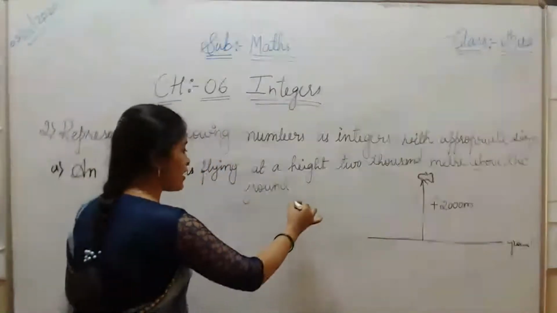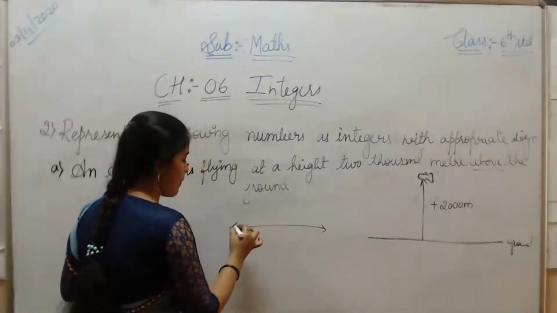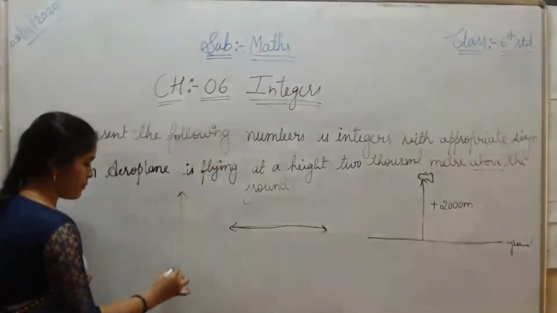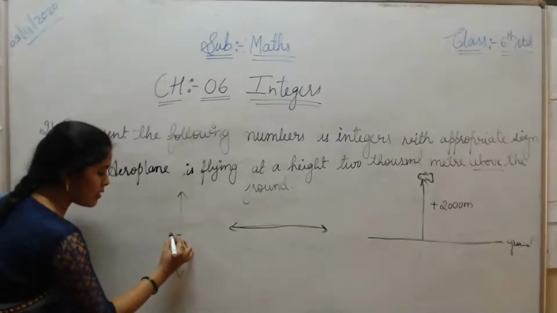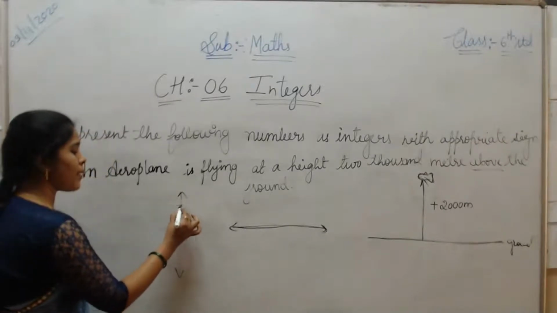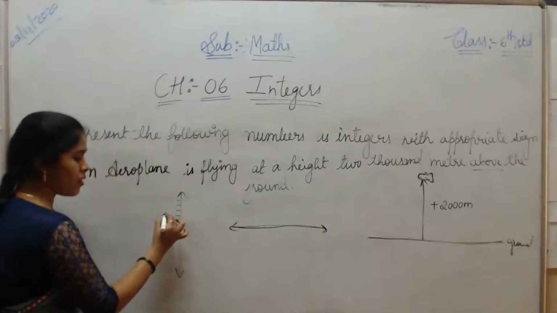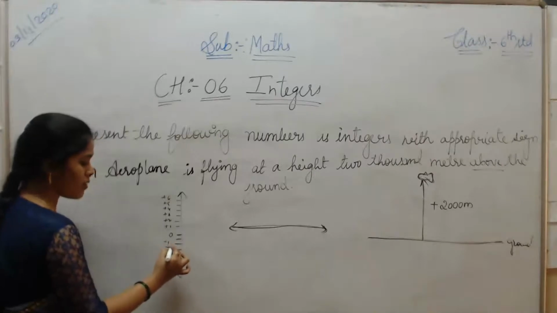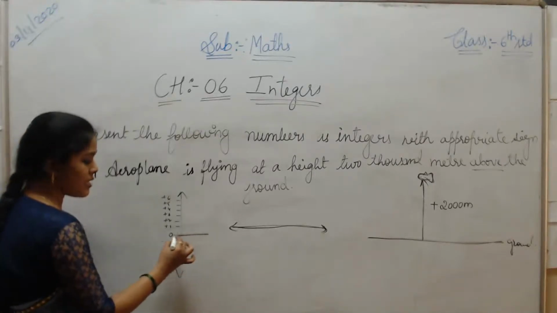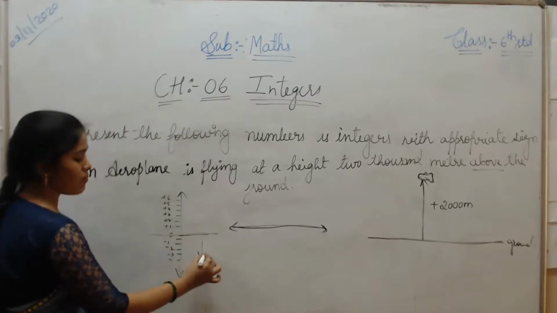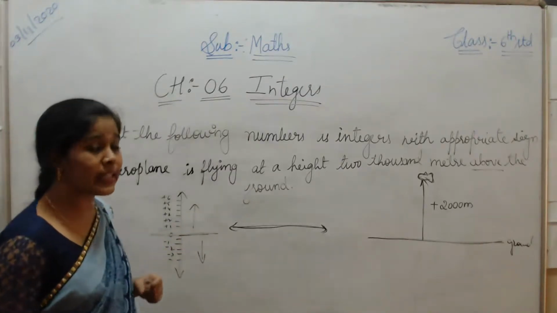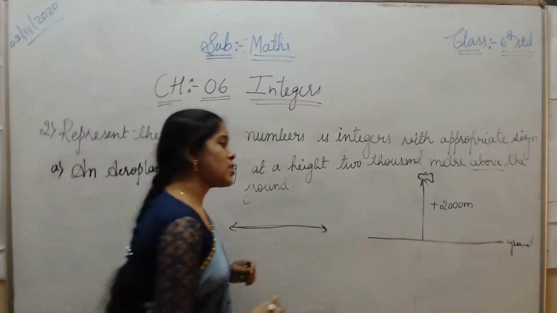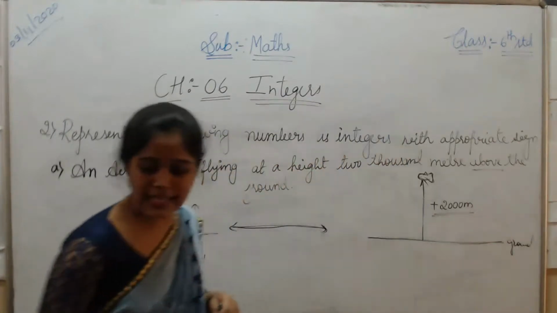See here, for example, instead of writing vertically, I am writing the integers horizontally on a number line. Here the center is 0, and everything above is positive numbers. Below are all negative numbers. The ground level is like this: below it are negative numbers and above it positive numbers. But here our aeroplane is flying above the ground level, so we have to take plus 2000 meter. So what is your answer here?